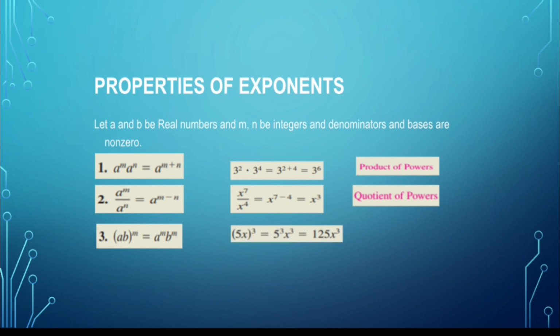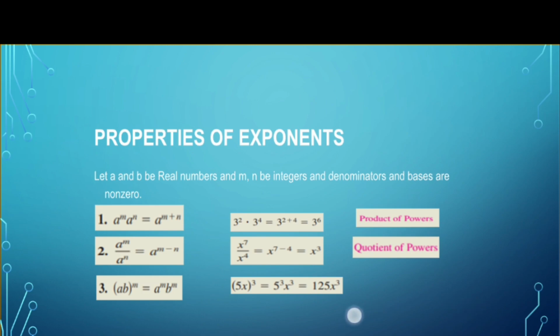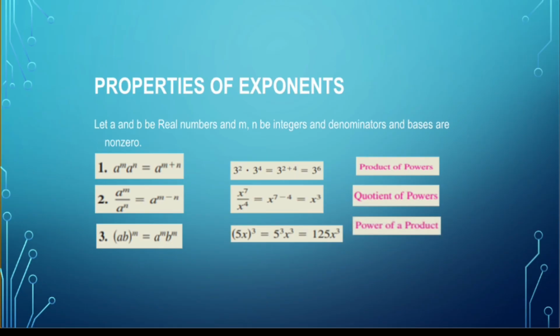The example illustrates that 5x is having power cube. Since 5 and x are two different bases and they have the same common power, which is 3, according to the rules and properties of exponents, we'll put this power 3 on both the bases equally. We'll see if the power is simplified. In this case we'll find the cube of 5, which is 125, and we'll produce the final answer. This is known as power of a product.